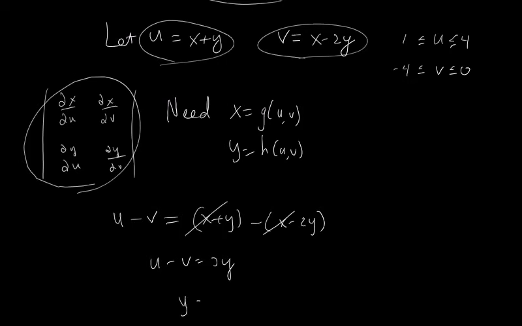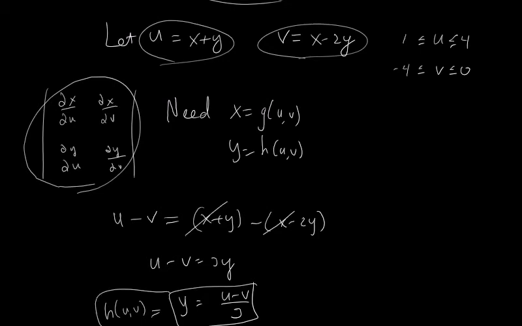So then I get y is equal to (u minus v) over 3. So there's my function h, if you will, h of u, v. There we go. Okay, now let's do the same thing for x. So I need to eliminate y.